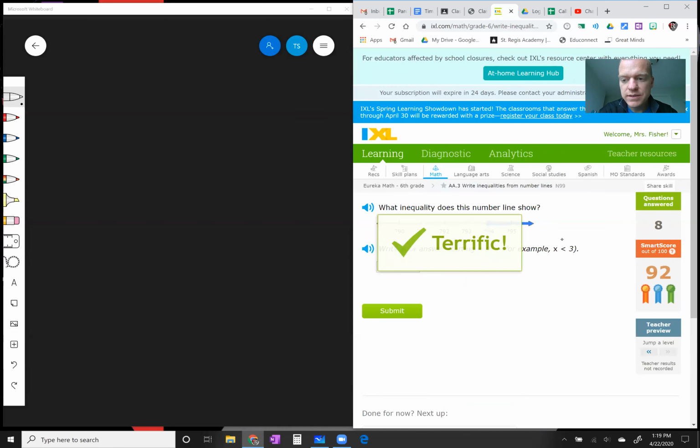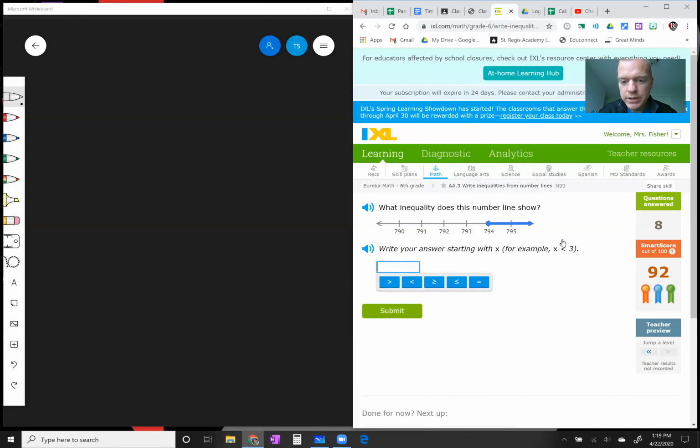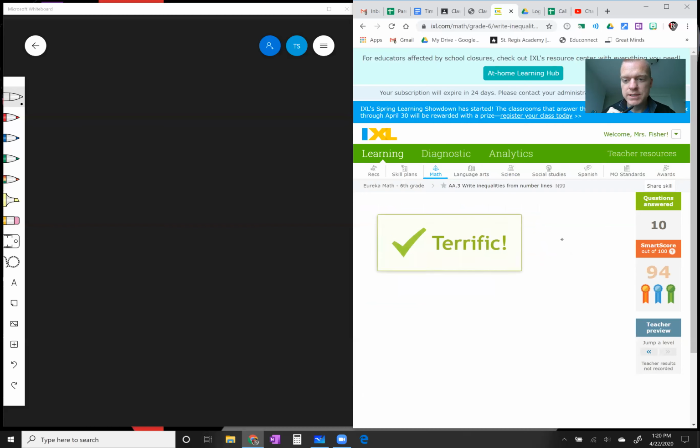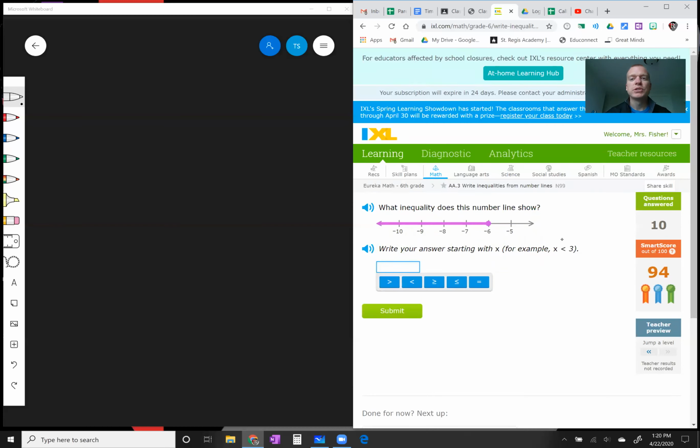I was trying to see if they give us an equal one in here, but I don't see one yet. Let's try one more because I just want to see if they give us an equals one. So 794, it is a closed circle, so it has to be greater than or equal to 794. Equals? No. 479, open circle. So x has to be greater than 479. All right, that's the last one, unless this one's equals. Nope. All right, so you get the point.